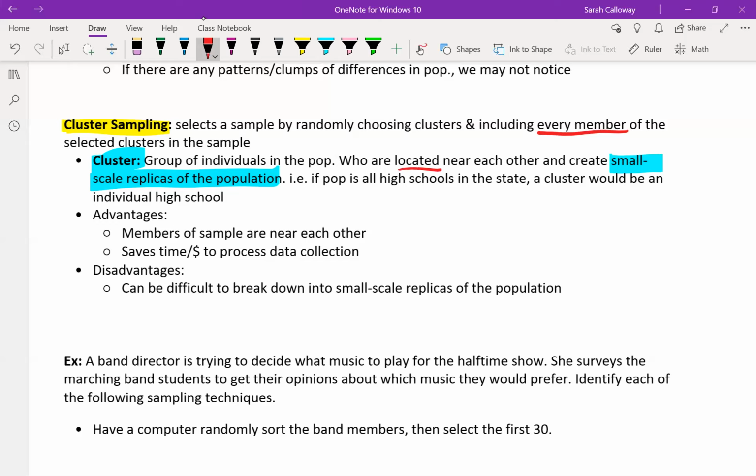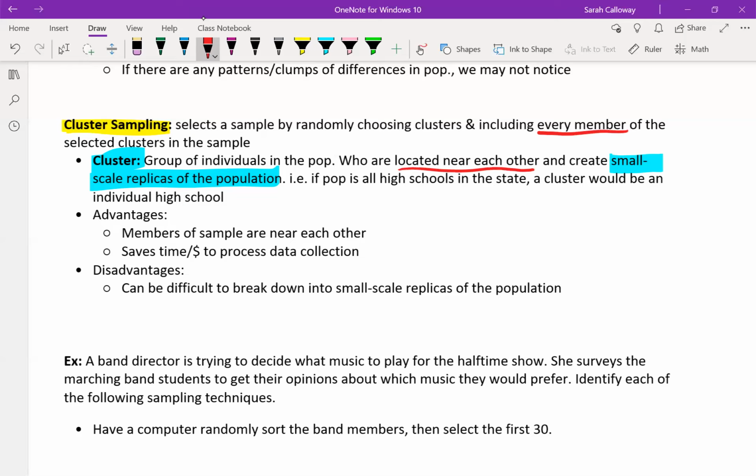One key too is that they're located near each other, which helps create some of the advantages. An example of this would be if I want to identify something about high school students, each high school individually would be considered a cluster. Versus if I was looking at a stratified sample, I would look at grade levels within a high school and pull a simple random sample out of those, as opposed to taking an entire high school here, an entire high school there, and an entire high school there to create a cluster sample.